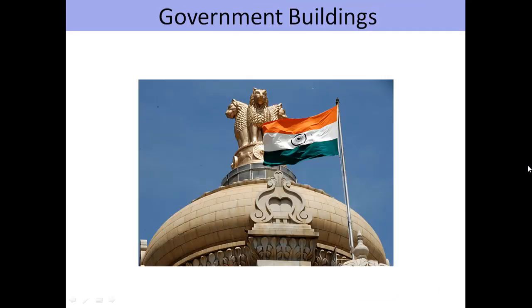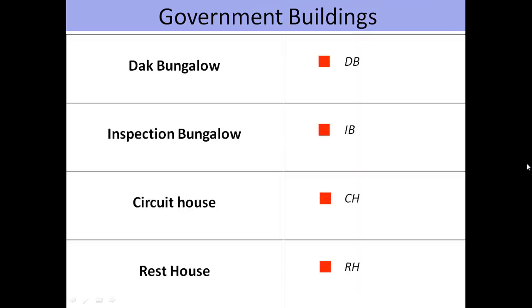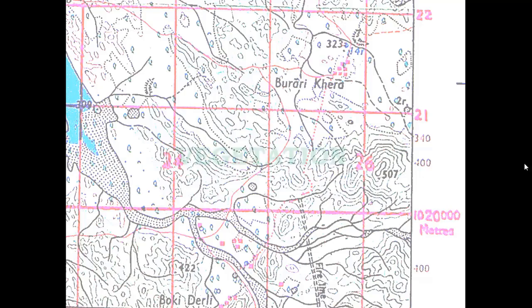And how government buildings are shown on a topographical map. These are certain abbreviations. For example, DB represents Dak Bungalow, IB represents Inspection Bungalow, CH represents Circuit House, RH represents Rest House. We will learn how vegetation has been marked on a topographical map.